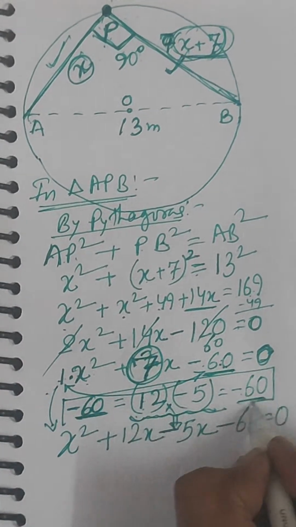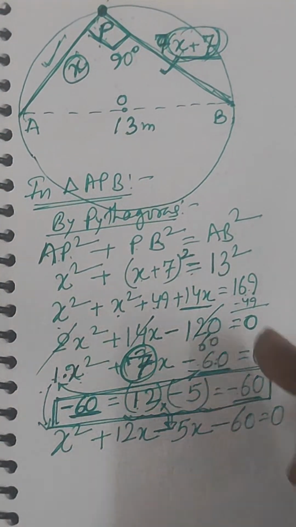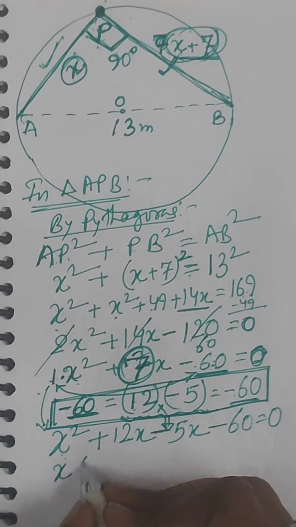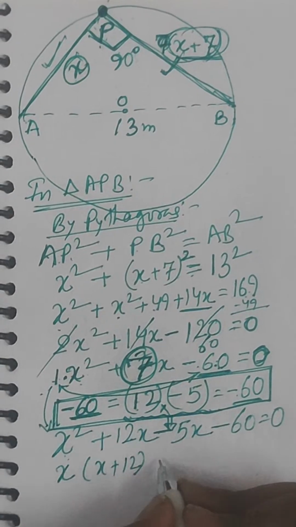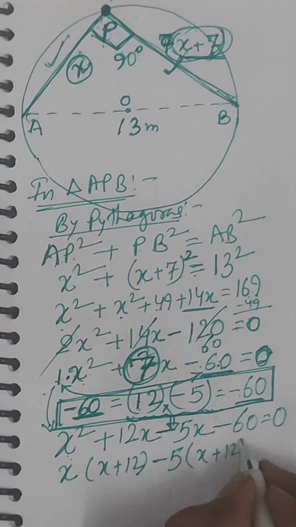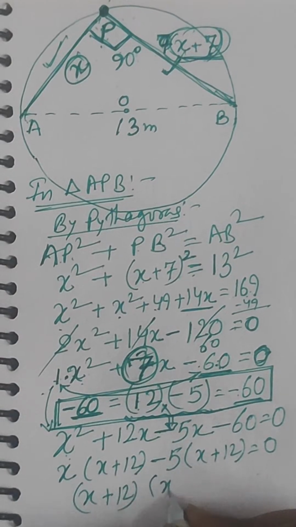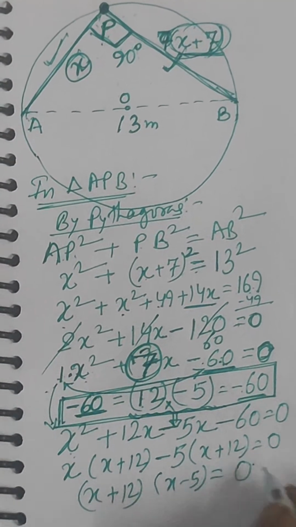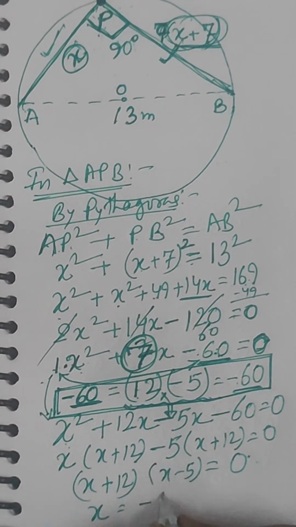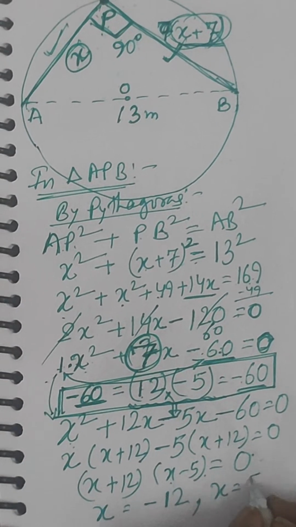So this was the step checked in the middle. Now when we take x common from the first two terms, we have x plus 12, and when minus 5 is taken common from the last two terms, we have x plus 12, right? So this gives you x plus 12 and x minus 5 equal to 0, which gives x equal to minus 12, and when you equate x minus 5 equal to 0, you get x equal to 5, right?